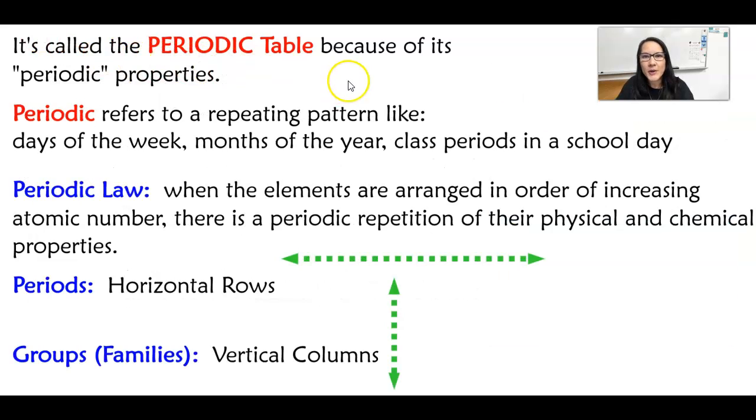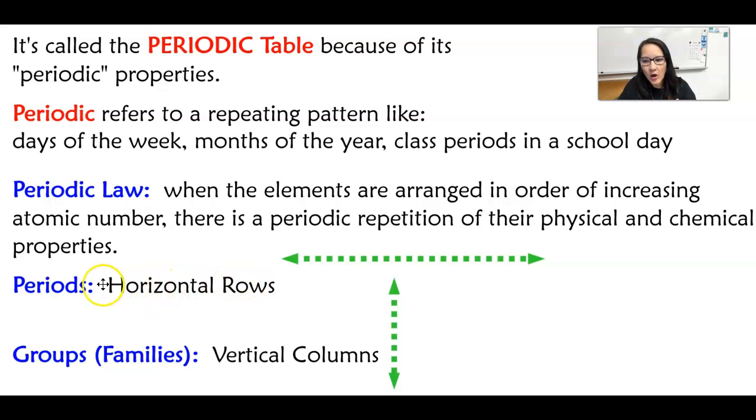So, it's called the periodic table because of its periodic properties. Periodic refers to a repeating pattern like days of the week, months of the year, class periods in a school day. Periodic law is when the elements are arranged in order of increasing atomic number, there is a periodic repetition of their physical and chemical properties.